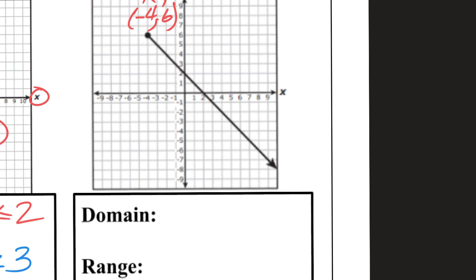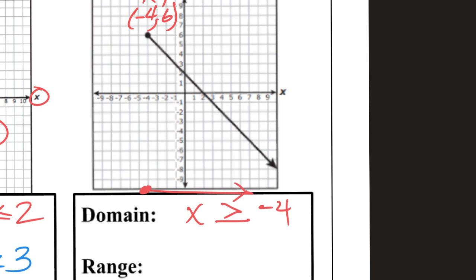So it's going to be X is, I have to pay attention to which way the arrow is going. Is it going to the left or to the right? You'll notice this arrow is going to the right. So it's X is greater than or equal to -4. It's a closed circle on -4 going to the right, so that would be greater than or equal to.